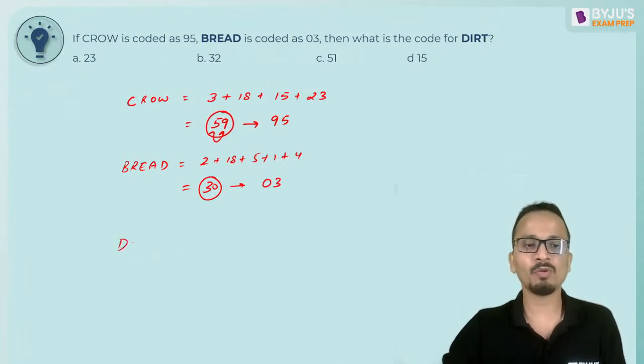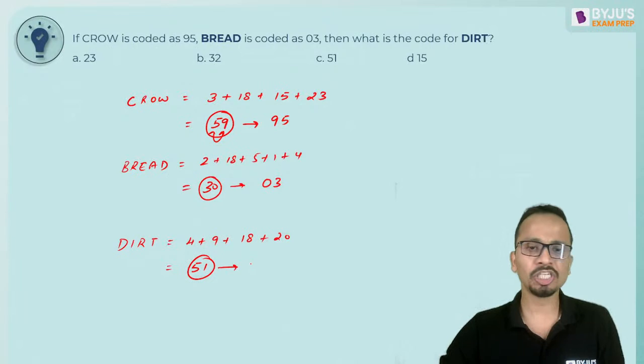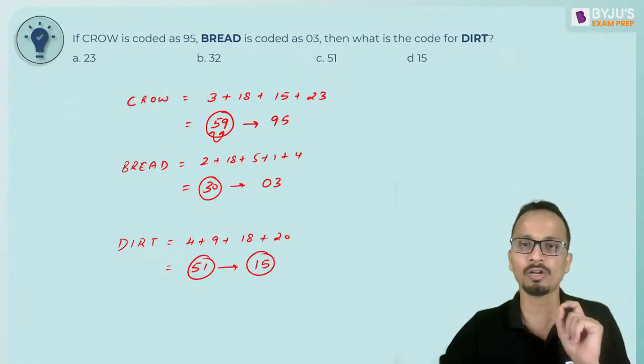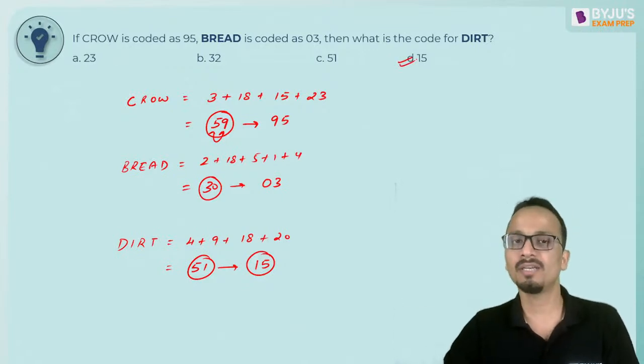So the same thing will happen with dirt, D-I-R-T. So it will be 4 plus 9 plus 18 plus 20. So 13 and 18, 31 and 20, 51. So 51 is the sum, and when we interchange the digits, it will become 15. So 15 will be the code for dirt. So the correct answer, yes, it is option D.